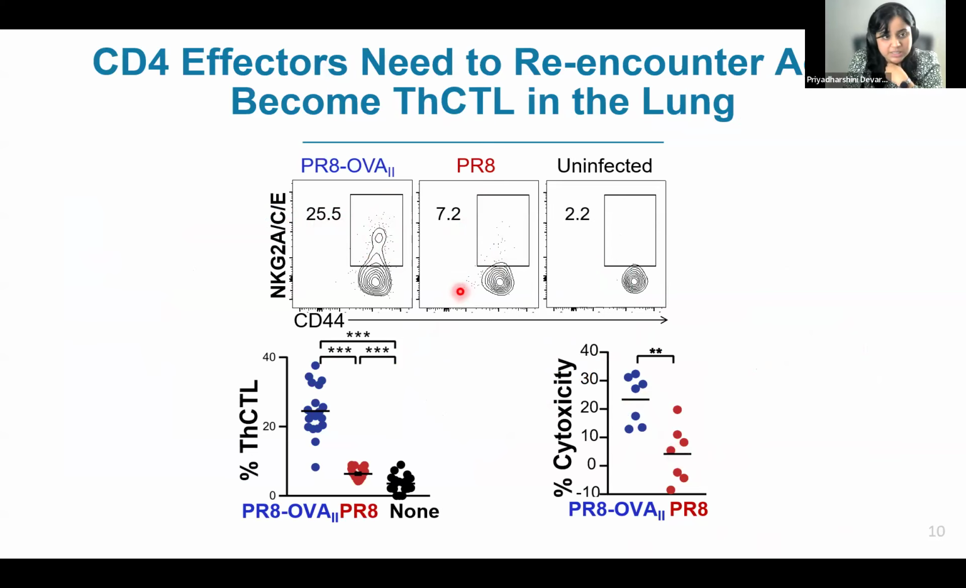So this told us that CD4 effectors, even if they're fully developed Th1 effectors at 6 days, which is pretty long after initial infection, still needed to see antigen again to develop into these cytotoxic CD4 T cells in the lung.